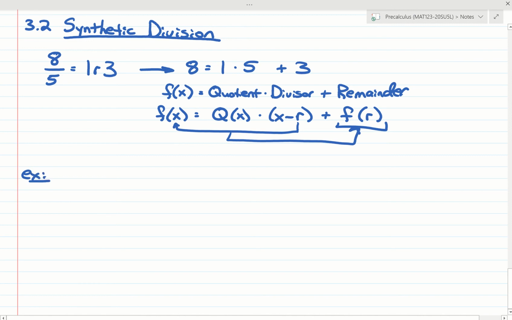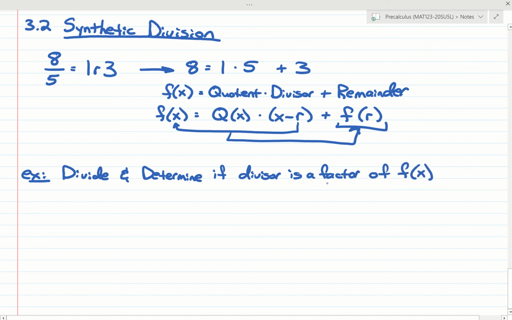First, what I wanted to show you is how to divide and determine if the divisor is a factor of f of x. Now factor, let's think about what that means. Is 2 a factor of 8? Yeah, it goes in evenly, right? Is 3 a factor of 12? Yeah. Is 3 a factor of 10? No, because there's a remainder. Factor just means the remainder, when you divide, is equal to 0.